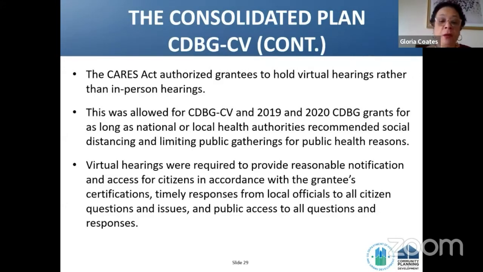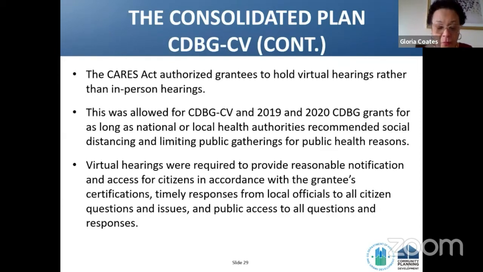You can still publish those things, for example, in a newspaper if they still have them in your area, or maybe as a TV ad for those who probably wouldn't know otherwise. But these virtual hearings were required so that citizens would still be able to have input with regard to what grantees were deciding to fund with the CV dollars.